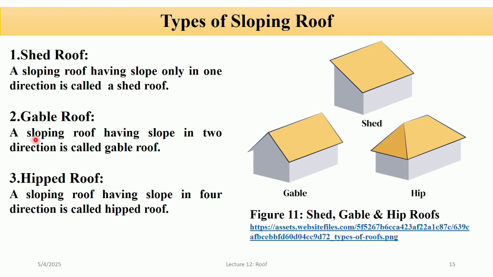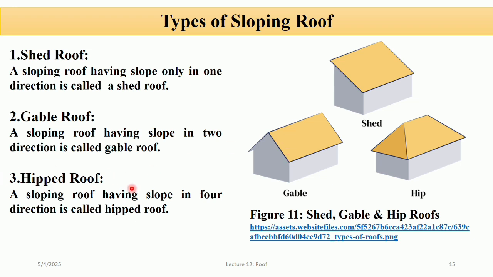Number two is the gable roof. A sloping roof having a slope in two directions is called a gable roof. You can see in the figure, the slope of the roof is in two directions, one in this direction and the other one in this direction. These two slopes are typically of equal length and pitch. It is popular in residential buildings, especially in cool or rainy climates. The advantages of the gable roof are that it is good for shedding water and snow, it offers more attic or loft space, and it provides better ventilation.